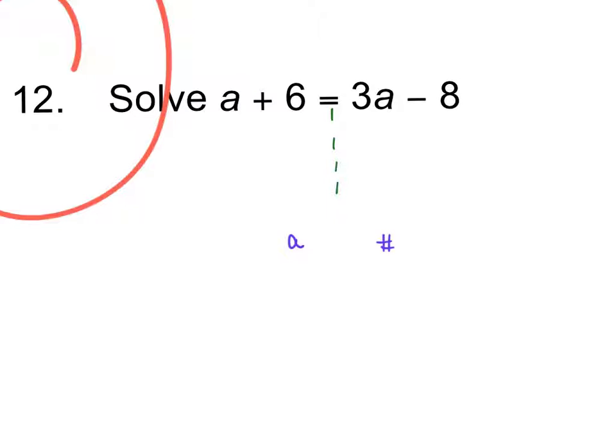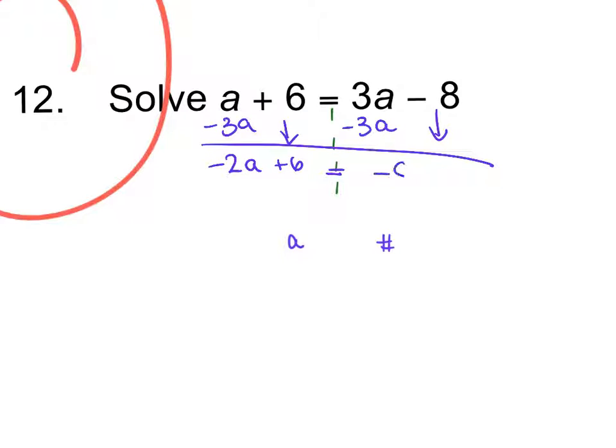Some of you may recognize by looking at this that if I brought this A over here, it would leave that positive. So you might want to bring the A here and this 8 there. You can definitely do that. I'm just going to stay with the idea of bringing all the letters to the left. And if I subtract 3A, I get negative 2A plus 6 is equal to negative 8.